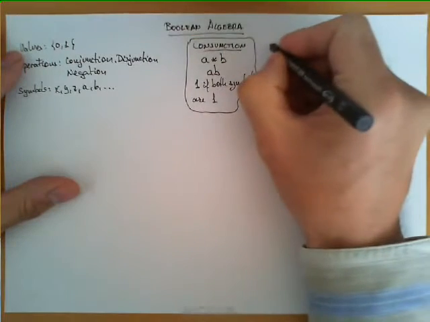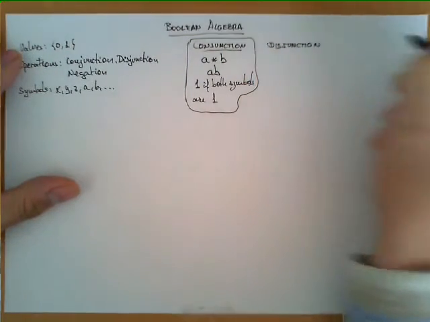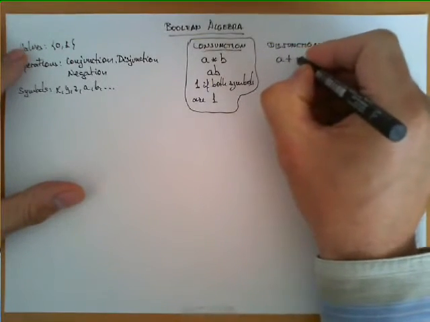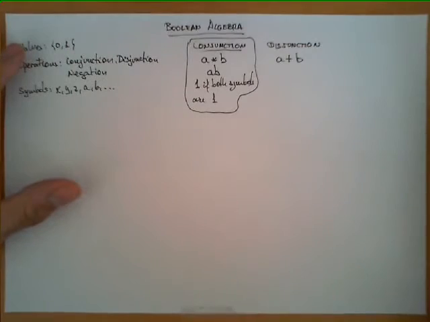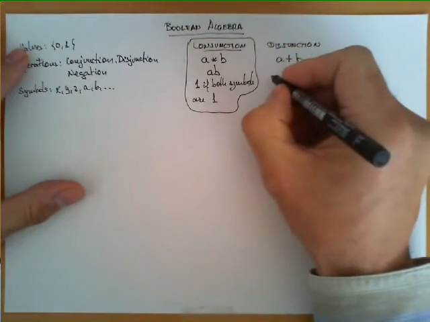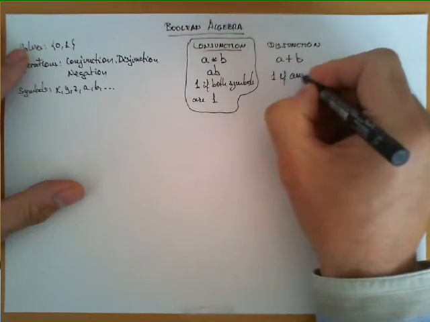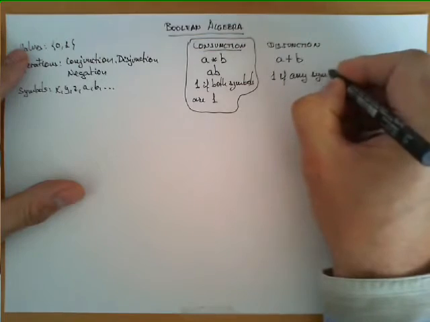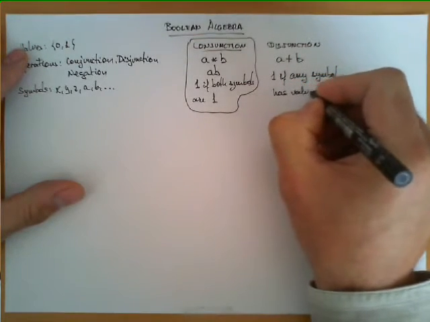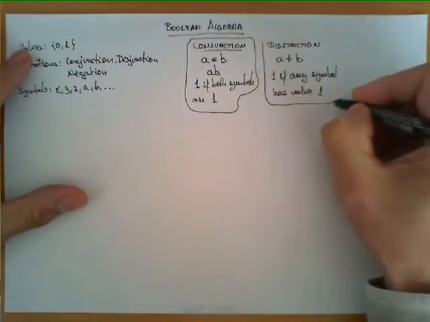Second operation, the disjunction. In this Boolean algebra, we are going to represent it also as a familiar symbol, which is the plus symbol. A plus B is a disjunction, and the rule for this operand is that the result will be 1 if any symbol has value 1. And again, as in the case of the conjunction, 0 otherwise.